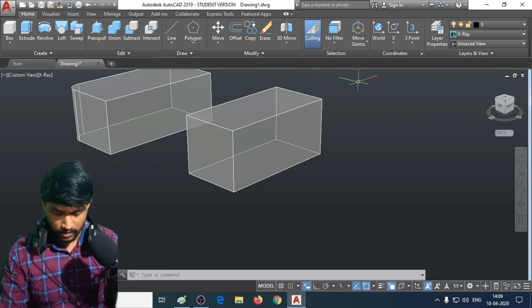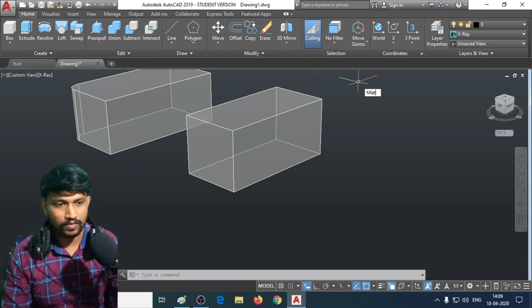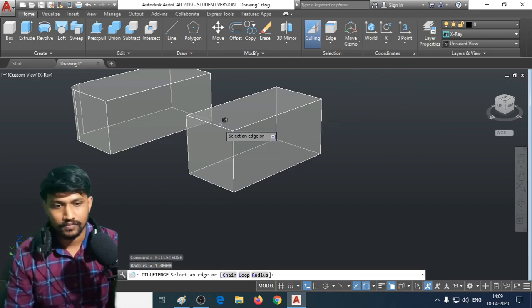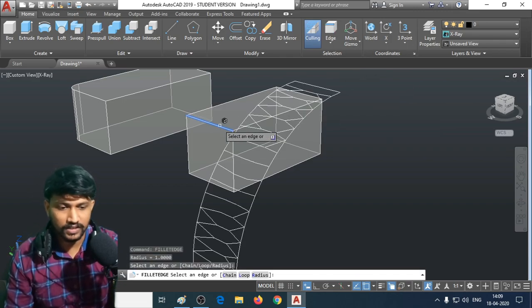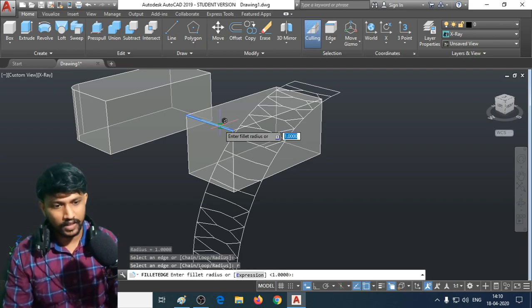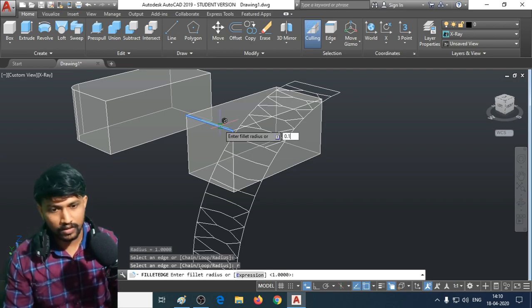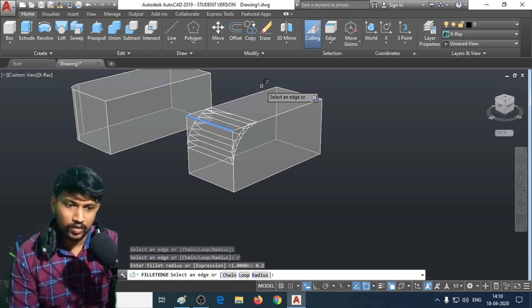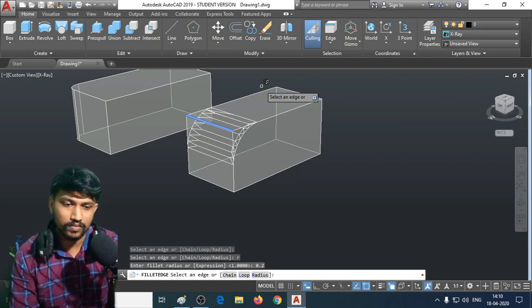So let us select fillet edge, not fillet. Fillet is for two-dimensional objects and fillet edge is for three-dimensional objects. So I'm going to select this edge, radius say 0.1, no, let's take 0.2. Okay, in order to apply this fillet, these solid editing commands, sometimes for some tools you need to press enter twice.